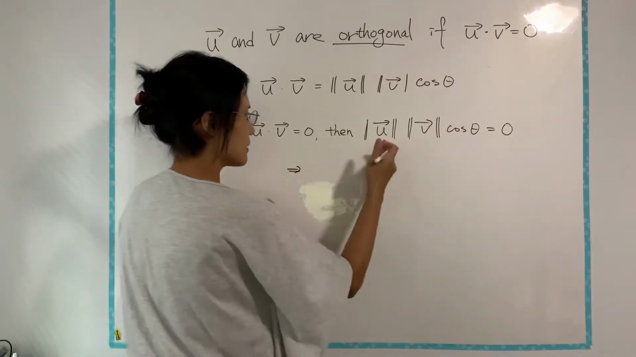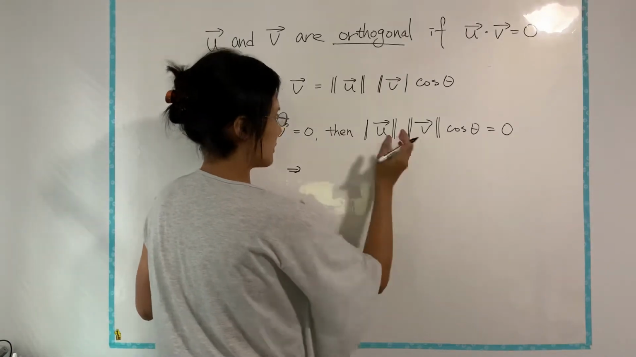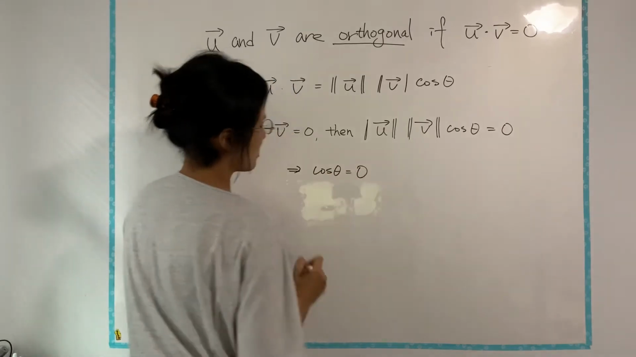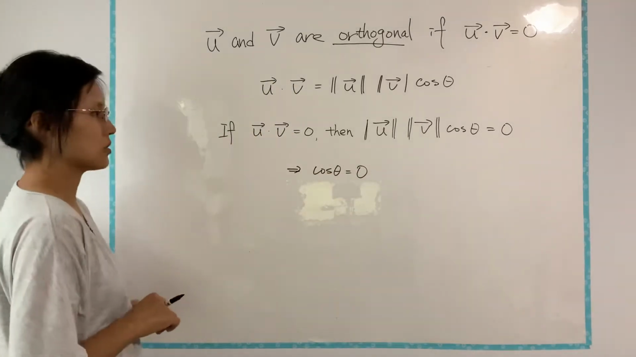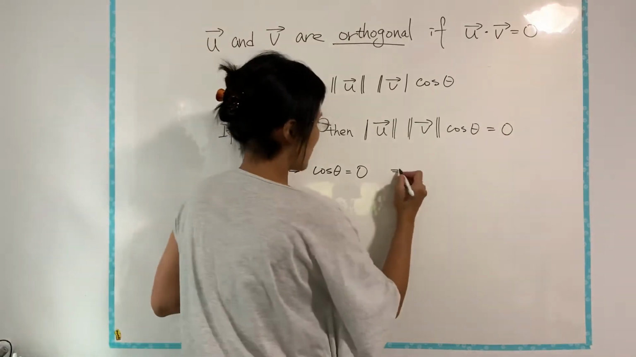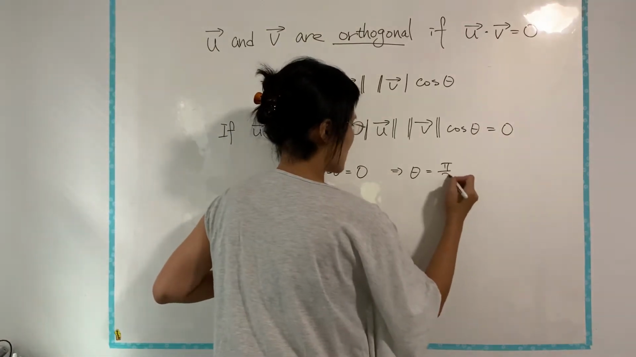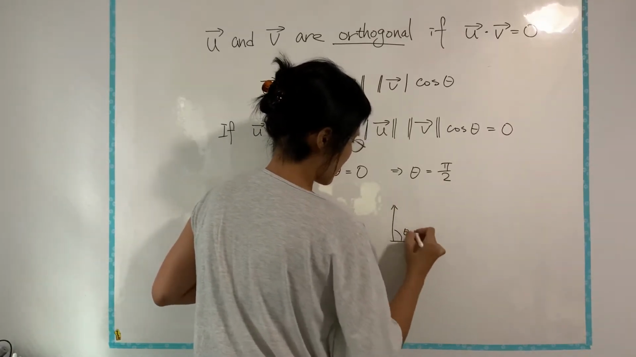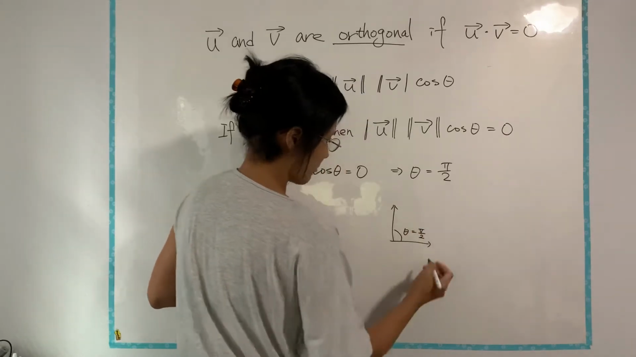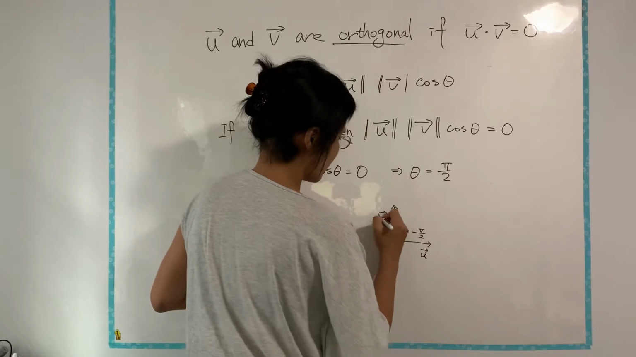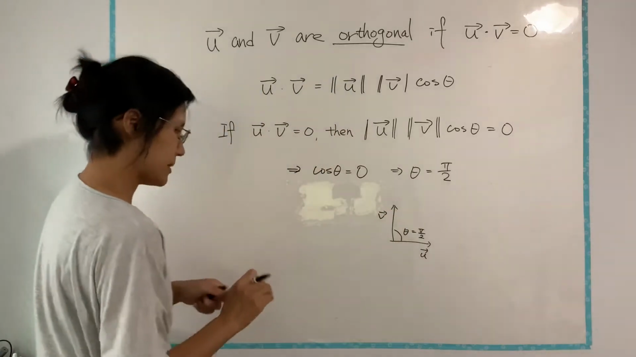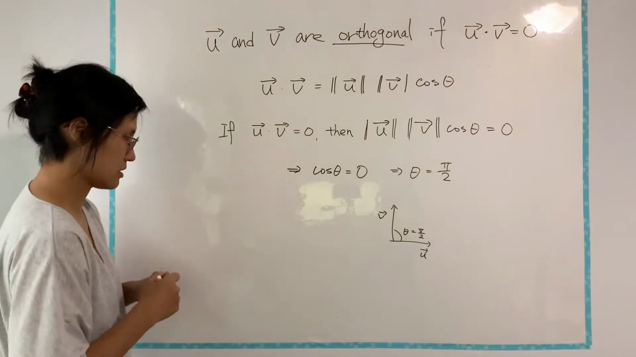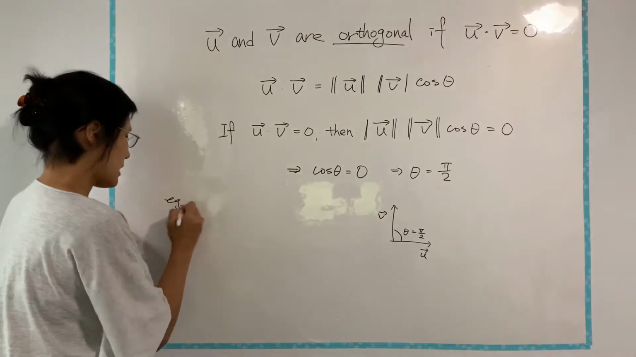So if three things multiply together and these two are non-zero, then it will force cosine theta to equal 0. And we know cosine theta equals 0 when theta equals a half pi, 90 degrees. So when theta is equal to a half pi, we know that vector u and vector v are perpendicular, but we tend to say they are orthogonal vectors. You have seen orthogonal vectors.